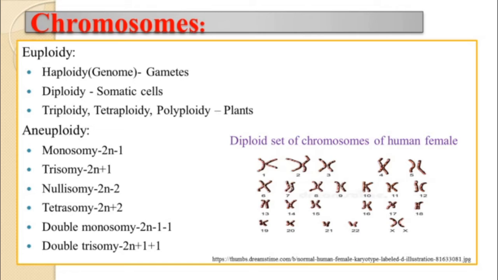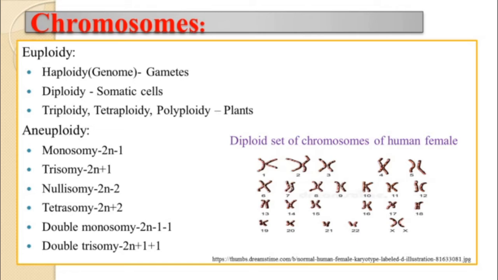Generally, somatic cells have the diploid number of chromosomes, meaning each chromosome has 2 sets. And in polyploidies like triploidy and tetraploidy, you can observe in plants that they have multiple sets of chromosomes. If there is any abnormality in this chromosome number, that leads to aneuploidy, as you can see in the diagram here, the diploid set of chromosomes in a human female. If a single chromosome is lost, then it is called monosomy.